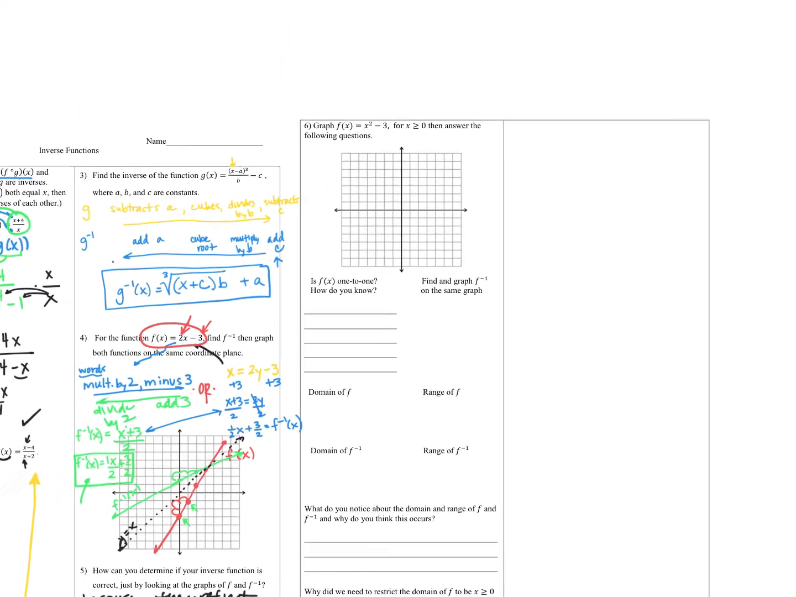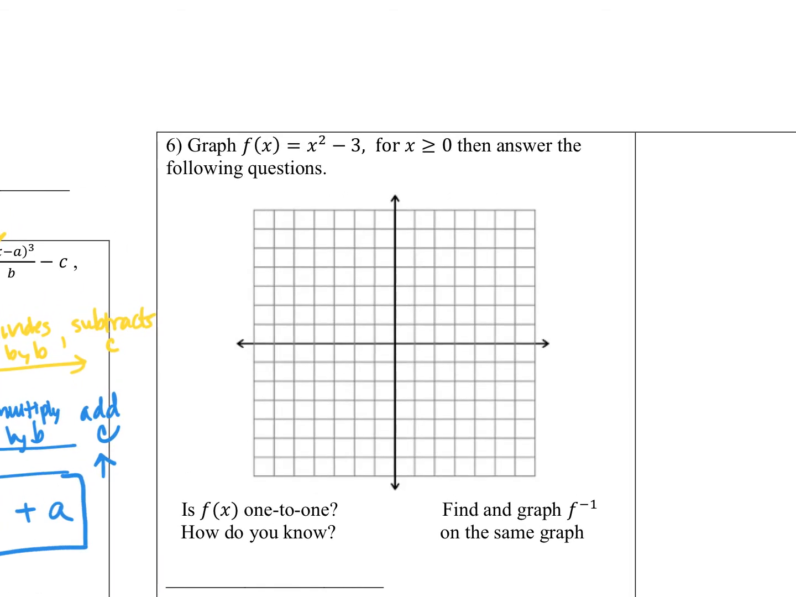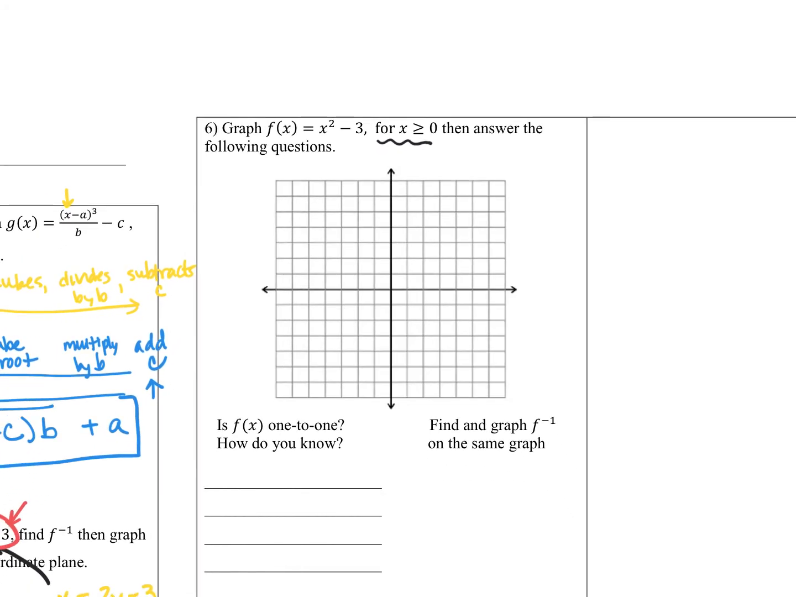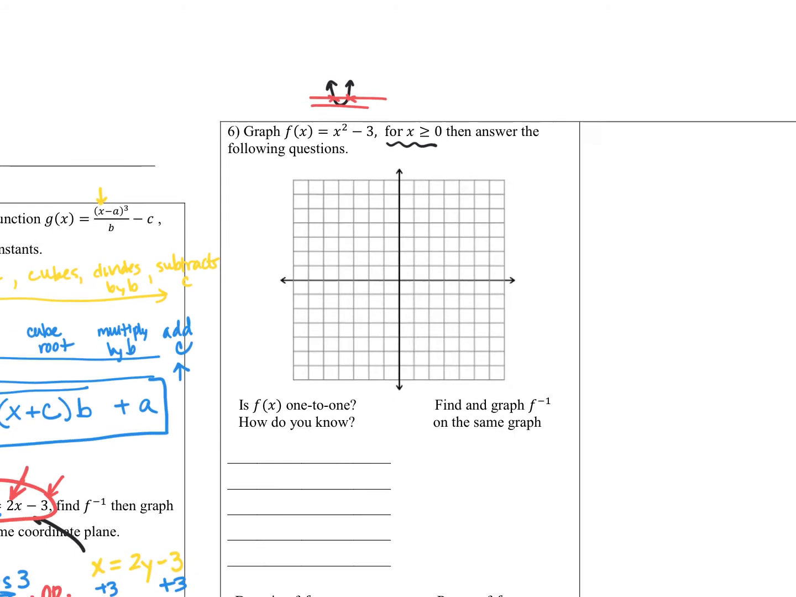All right, flipping over to number 6. It wants us to look at f of x equals x squared minus 3. And again, it has that restriction. Now that's, again, because x squared minus 3 is a parabola that's been shifted down 3, and it's not 1-to-1. And what we want to talk about is 1-to-1 functions.